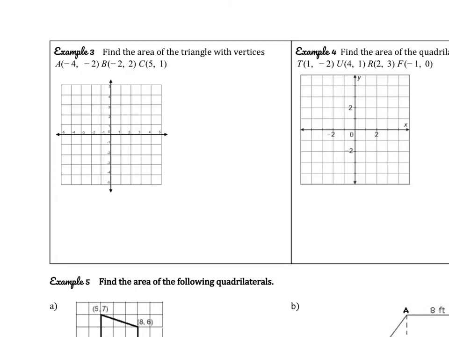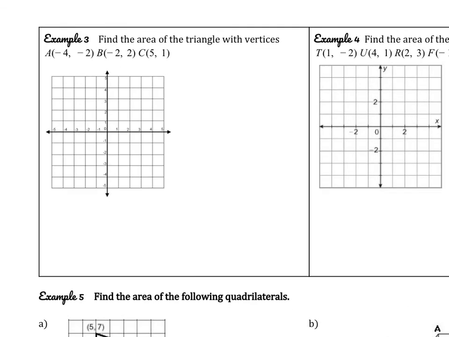All right, so now we're going to keep practicing finding the area of different polygons. So let's look at example 3, which says find the area of the triangle with vertices A, which is (-4, -2), B, (-2, 2), and C at (5, 1).